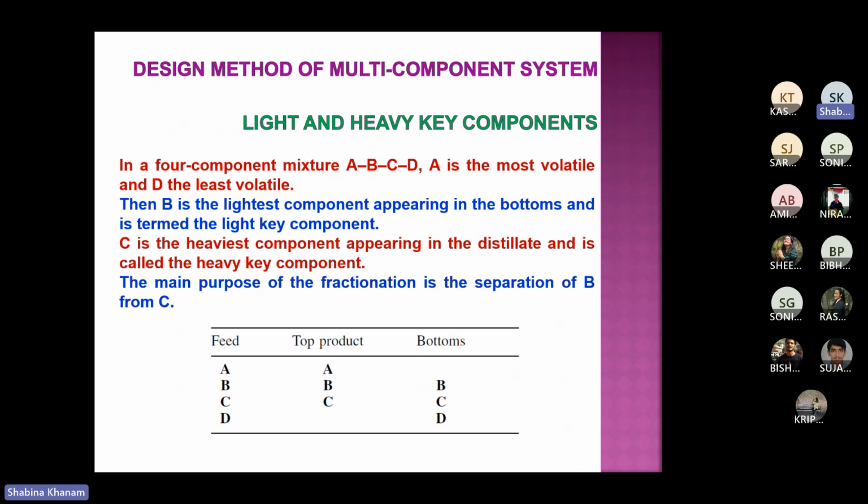Heavy key is C, and below that, whatever components are available will be considered heavy non-keys. And above B, whatever component is available would be a light non-key. So in this way, you can consider.